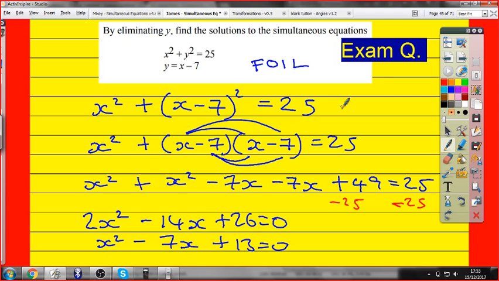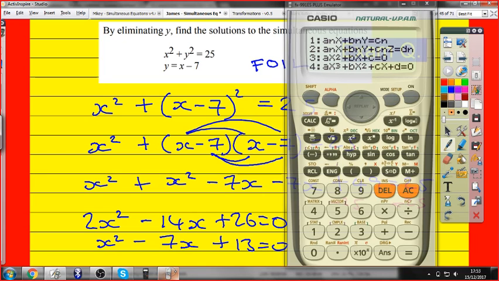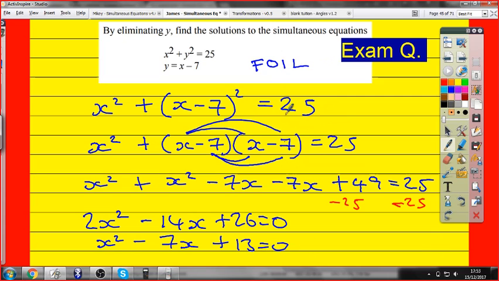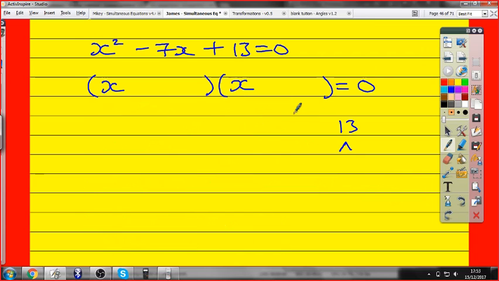49, 25. What is 49 minus 25? 26. Let me just press this thing. Yeah, 24. Oh, yeah, 24, sorry. And so what do you get when you half that one? When you have 24, you get 12. That's it. Okay, and so we need two numbers that when you multiply them, you get 12, and when you add them, you get minus 7.